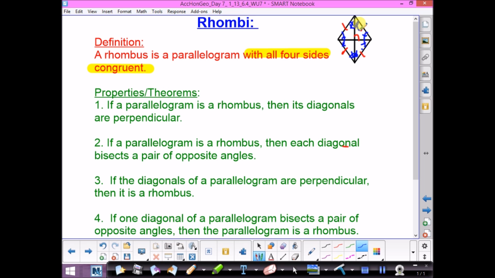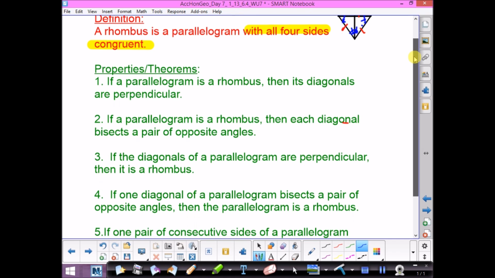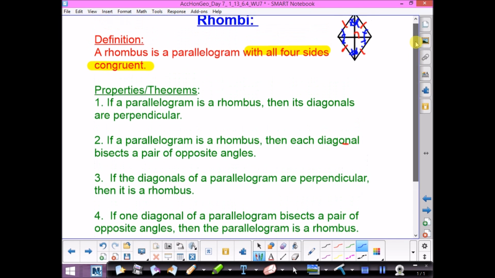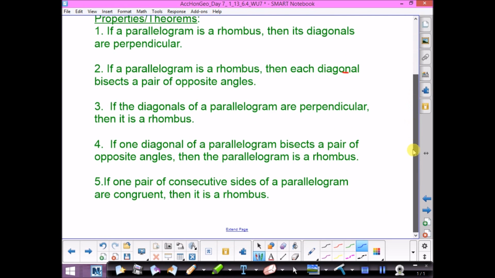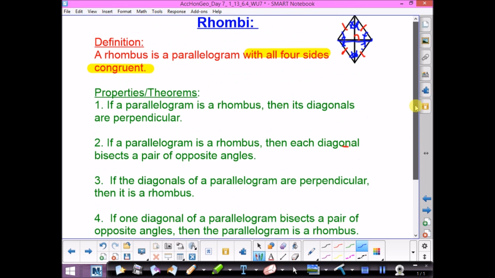If the diagonals are perpendicular, then it's a rhombus. That's just the converse of the first statement. And if the diagonals of a parallelogram bisect a pair of opposite angles, so if you can just prove that this one diagonal is bisecting these opposite angles, then you know it's a rhombus. And then last, if a pair of consecutive sides of a parallelogram are congruent, then it is a rhombus.